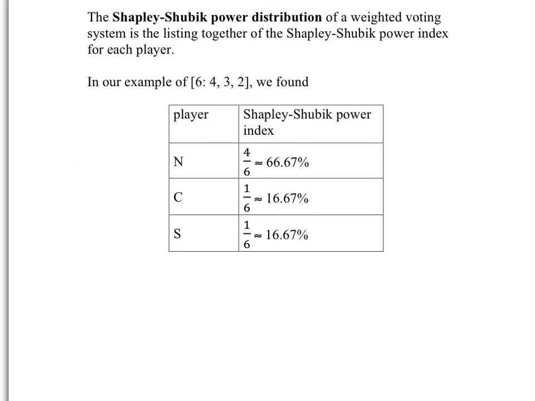Again, following the same convention as we used with Banzhaf, we use the word power distribution in this case to mean that the Shapley-Shubik power distribution is a listing together of the Shapley-Shubik power index for each player. So this is just gathering up all the information in one place, in one table. Okay. This table answers the question, how is power actually distributed among the players according to the Shapley-Shubik approach?